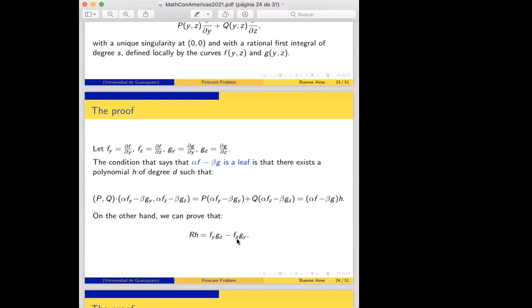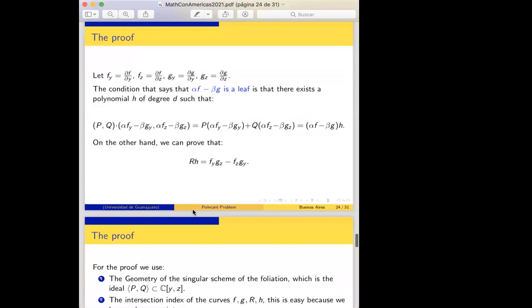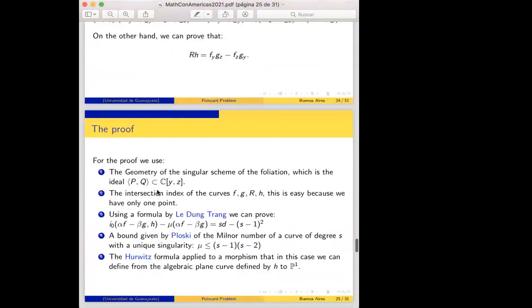Fy gc minus fc gy. And with this in mind, for the proof, we use the following facts. The first one is the geometry of the singular scheme of the foliation. The singular scheme is just the ideal defined by the polynomials. The second one is the intersection index of the curves F, G, R, H. In this case, it's easy because we have just one singular point.